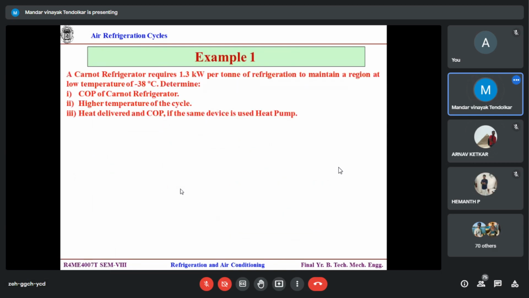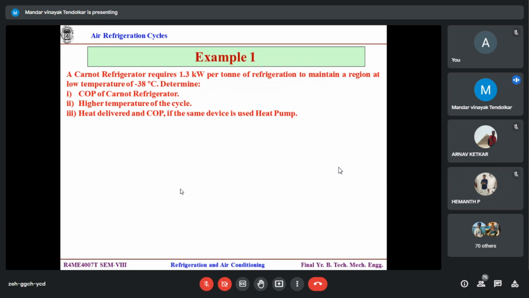Fine. Now let us solve a couple of simple numericals to get an idea. A reverse Carnot refrigerator requires 1.3 kW per ton of refrigeration. So whatever the tonnage capacity, for 1 ton I require 1.3 kW. So 1.3 kW is the compressor power. Refrigeration effect is 1 ton. You can find out the COP very easily. Do you agree?